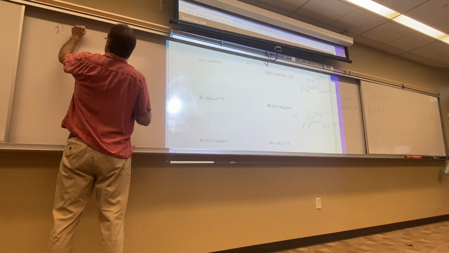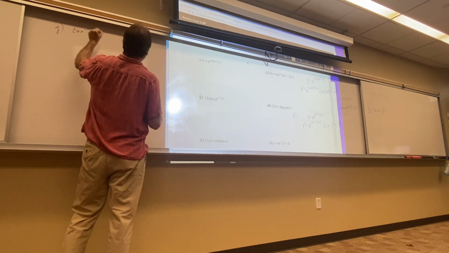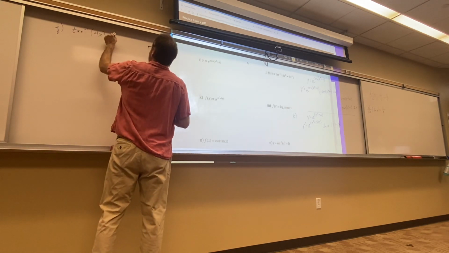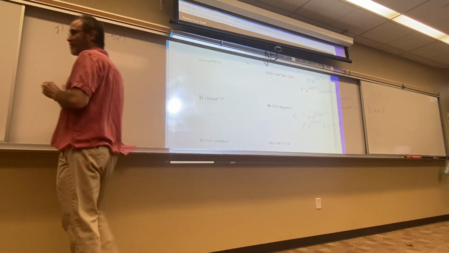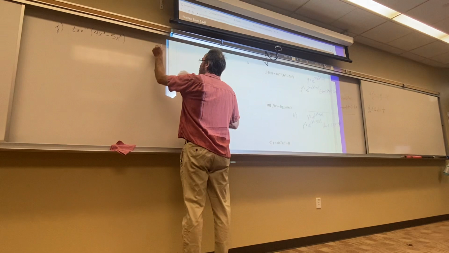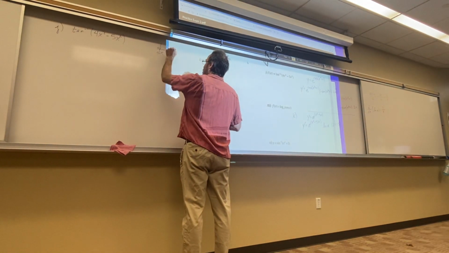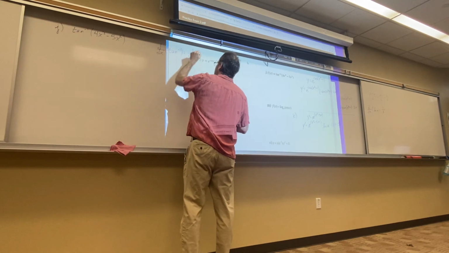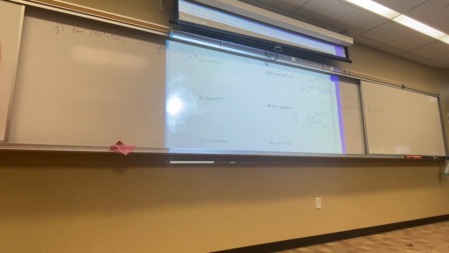Tangent inverse of 4x cubed minus 5x squared. Okay, quick reminder, the derivative of tangent inverse is 1 over 1 plus x squared. 3, 2, 1.